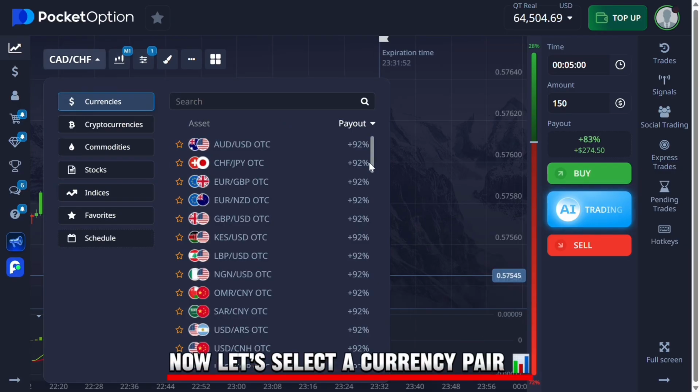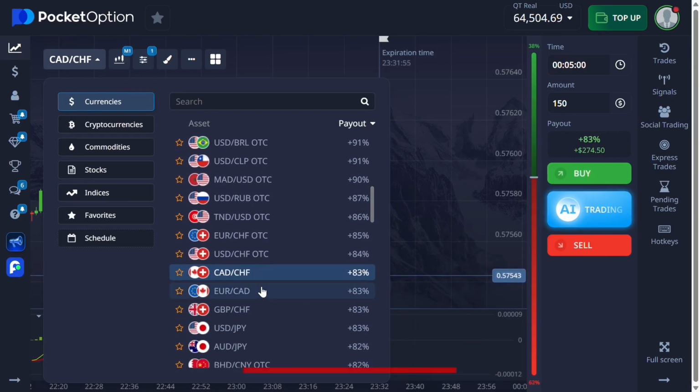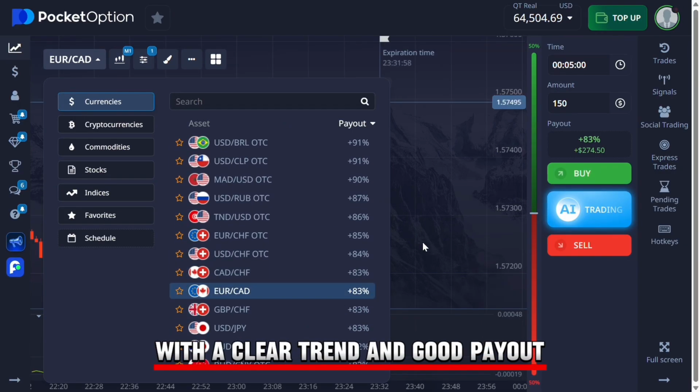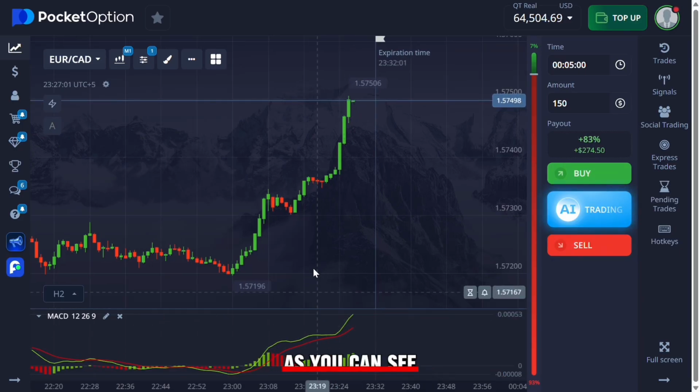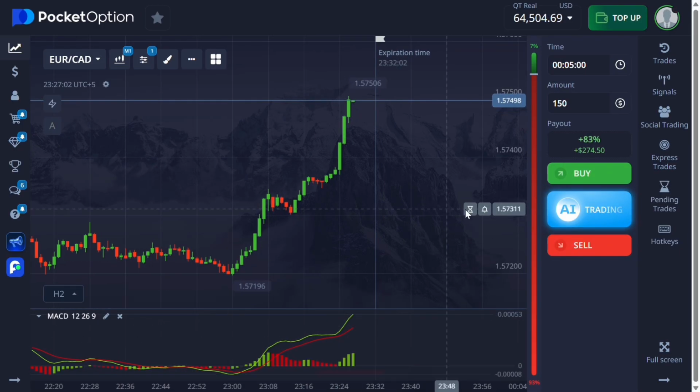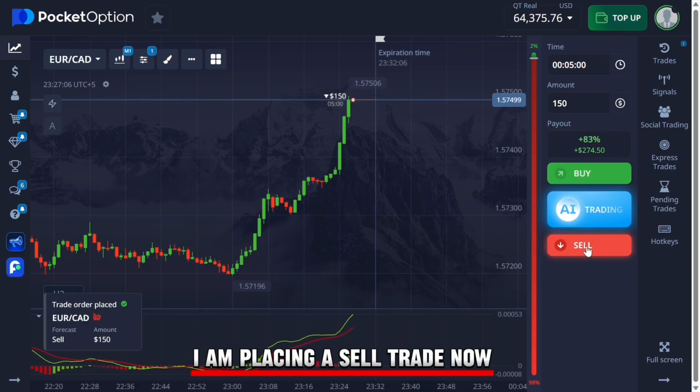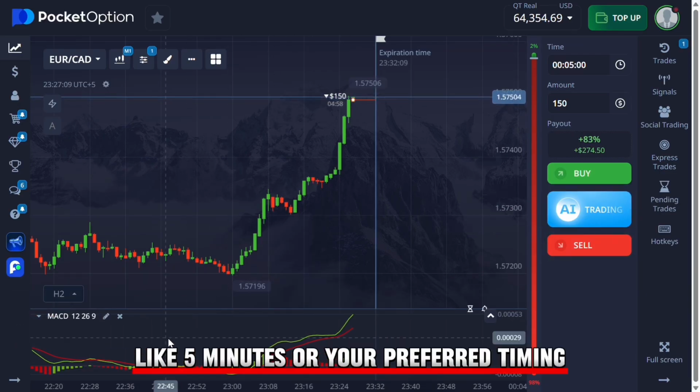Now let's select a currency pair, EUR/CAD. Always choose a pair with a clear trend and good payout. Live trade example. Now let's take a live trade. As you can see, MACD crossover has happened. Trend is down, so I am placing a sell trade now, and set the time, like 5 minutes or your preferred timing.